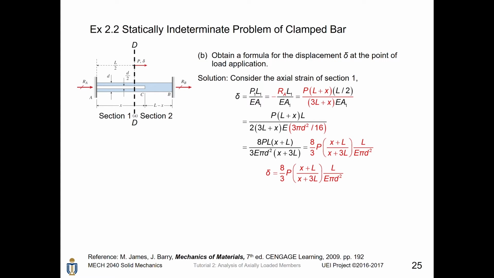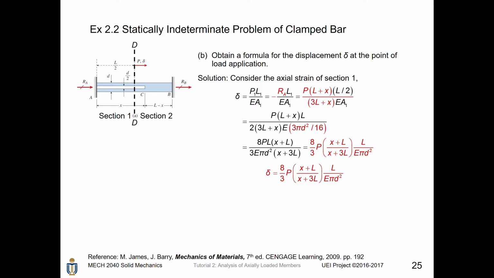For part B, we have to obtain a formula for the displacement delta at the point of load application. What does that mean? That means when you apply a load here, then you will stretch section AD to the right hand side and compress DB. That means you are going to stretch AD and compress DB. Then there will be a little displacement at the point where you applied the load.